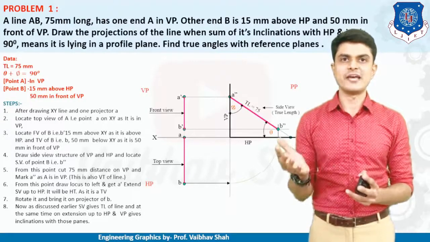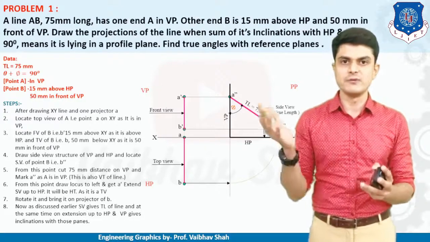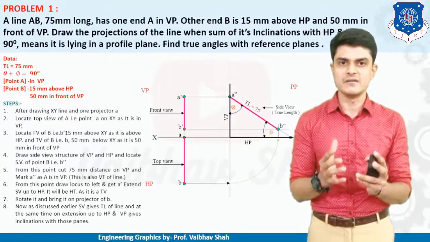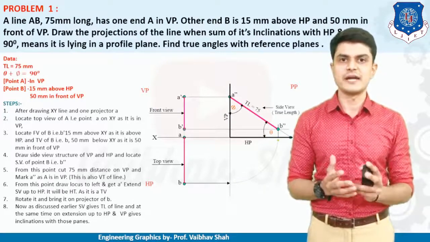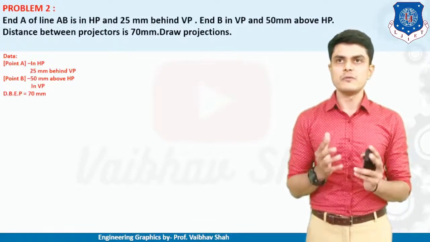So the angle with respect to HP, if you find it out, you will have theta, and if you find out the angle with respect to VP, you will have phi. Right? So here it is asked that you need to find the angle with each of the reference planes, so you can find it by this method.